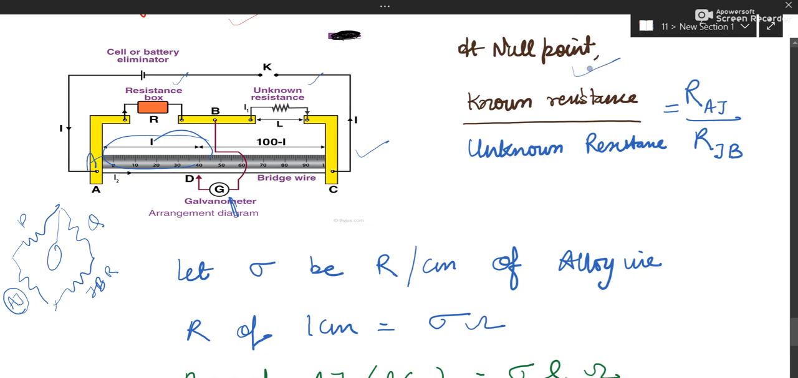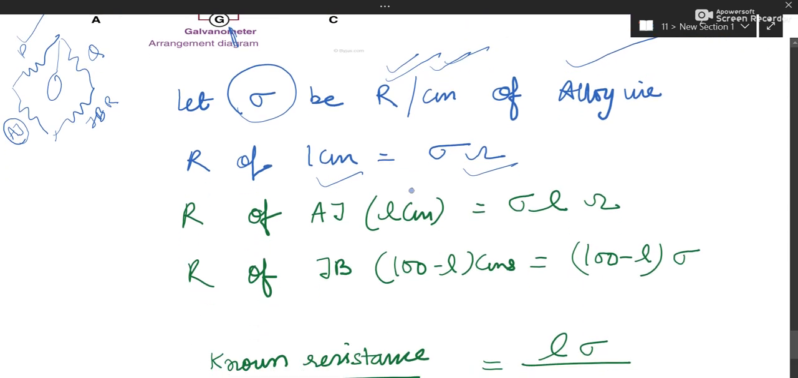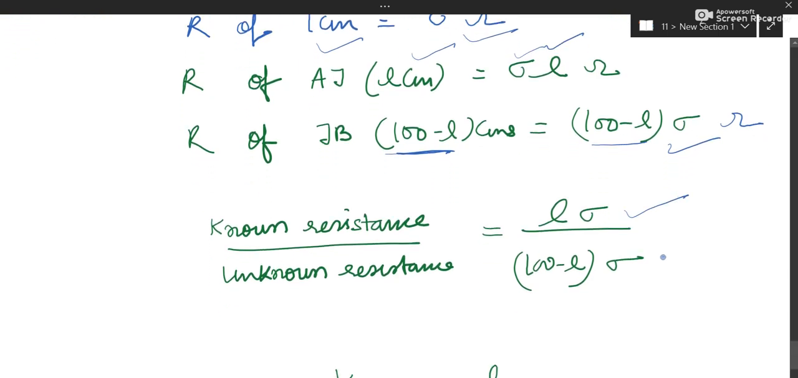So the known resistance, the resistance box, upon the unknown resistance is equal to the resistance of the AJ portion upon the resistance of the JB portion. Now we don't know the resistance of AJ and JB, so let us substitute. Let sigma be the resistance per centimeter of the alloy wire used. Resistance per centimeter means the resistance of 1 centimeter is sigma ohm. So the resistance of L centimeter is sigma into L ohm, and the resistance of 100 minus L centimeter is 100 minus L into sigma ohm.